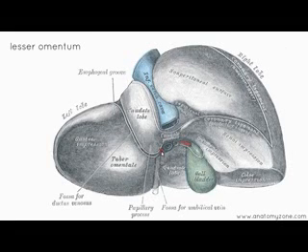So there are two parts to the lesser omentum. You've got a medial and a lateral part. The medial part is called the hepato-gastric ligament, and this runs between the stomach and the liver. So hepato, liver, gastric, stomach.